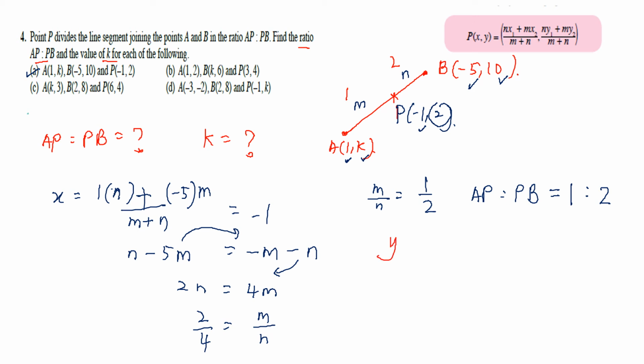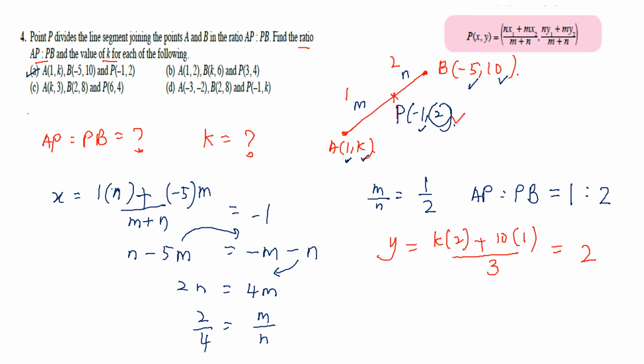So I continue, Y equals to, first Y is K, K times 2 plus 10 times 1, and divide by 1 plus 2, which is 3, equals to, what is the value of Y? Actually it is 2, because it's given in P, so this equals 2. So we can solve the linear equation to find the value of K.